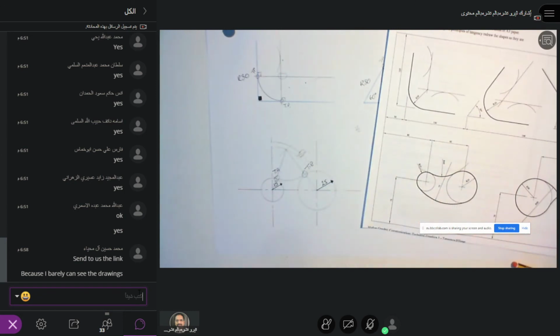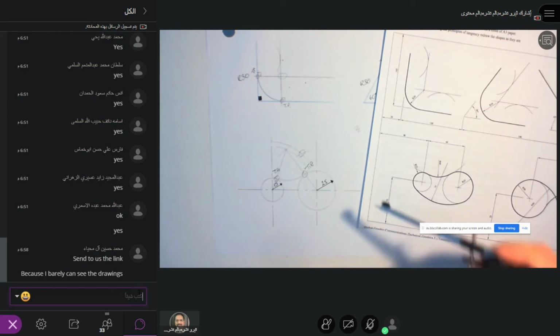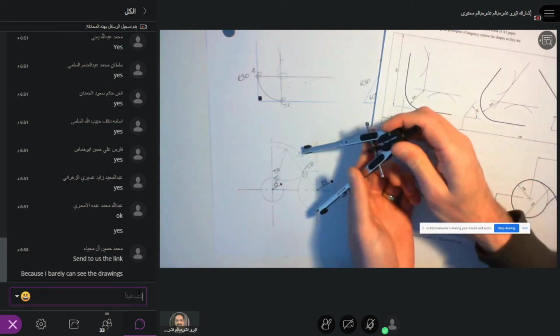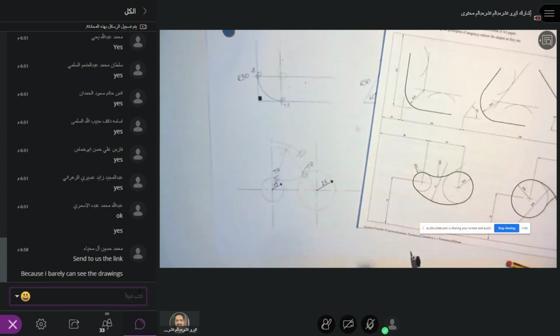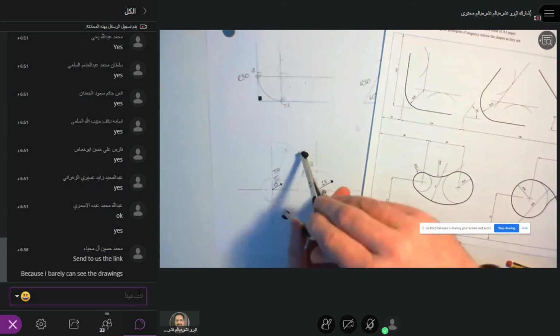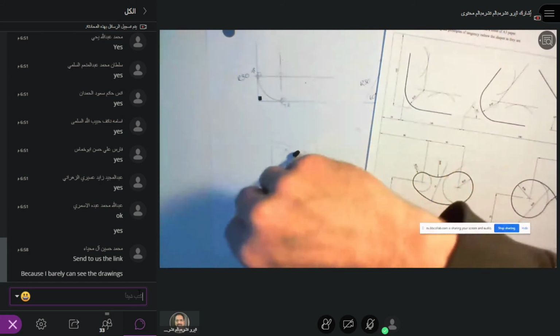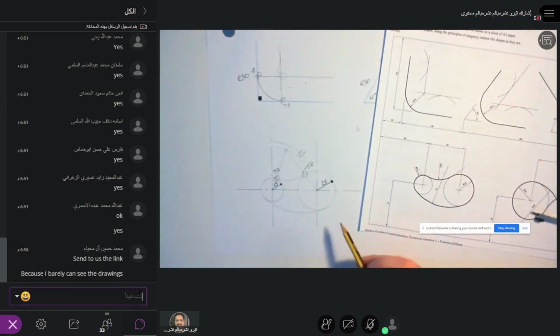I reset my compass to 75 because that's the radius of that curve. 75 millimeters. And again, without trying to cover over the drawing too much, I'm going to put my compass point there, and the compass has slipped. Put the compass point there and draw my arc. Somewhere along here I've got a tangent point, and somewhere along here I've got a tangent point.